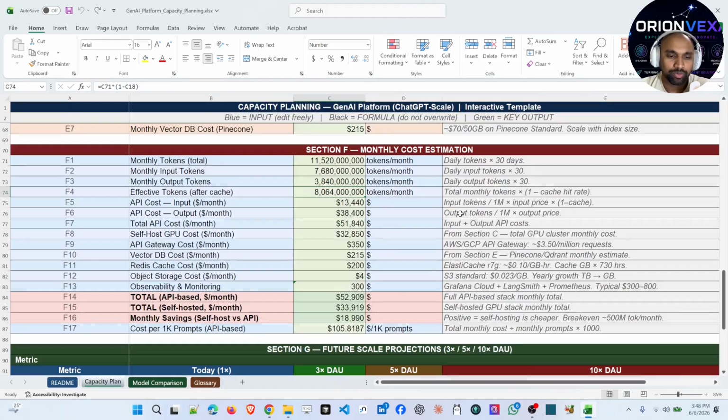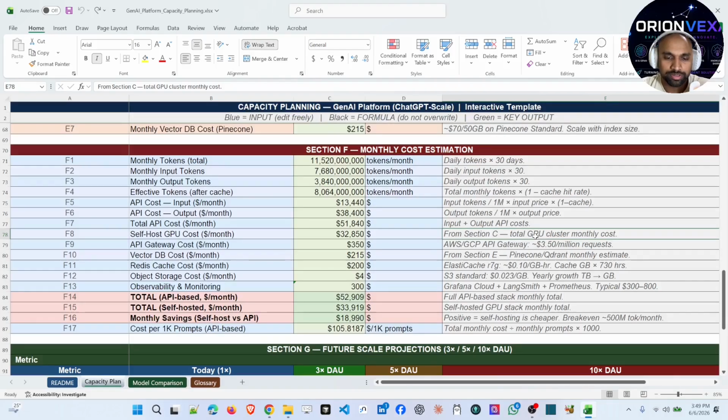How are we getting output tokens per 1 million requests into output price? Okay, total API cost will be the sum of these two, input plus output API cost. And self-host, suppose you are considering a self-hosted LLM model, then we can reduce to 32,850 from 51,000. This is for the hosted one, that is cloud hosted, where vendor lock-in is there. Here, if we are hosting ourselves, the cost can be reduced to 32,850 from section C.